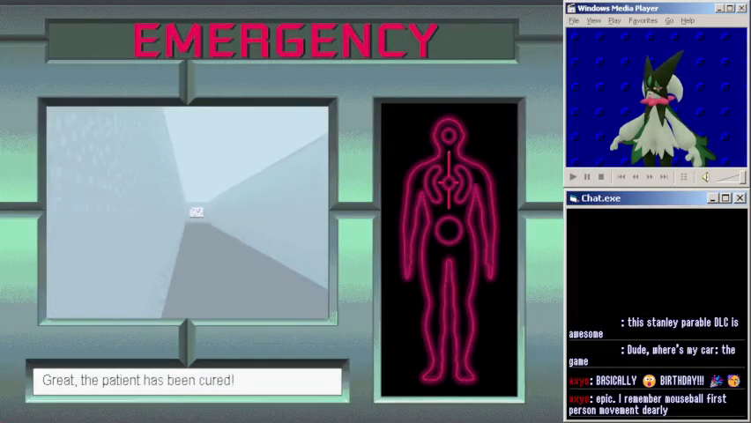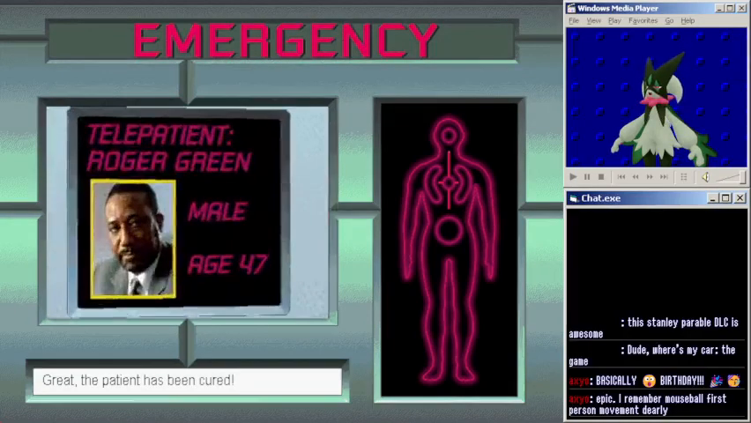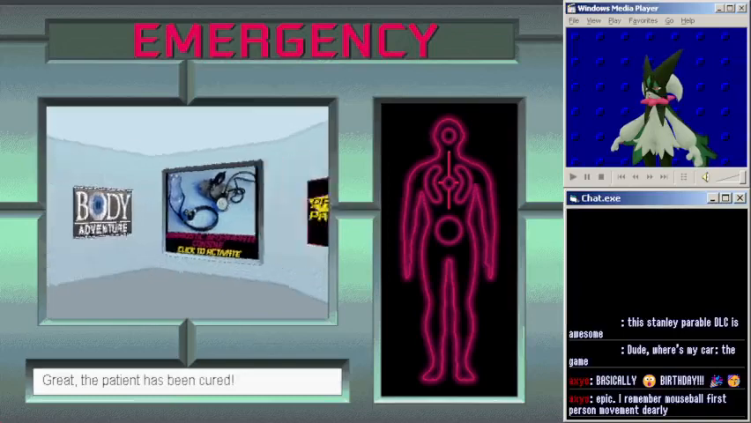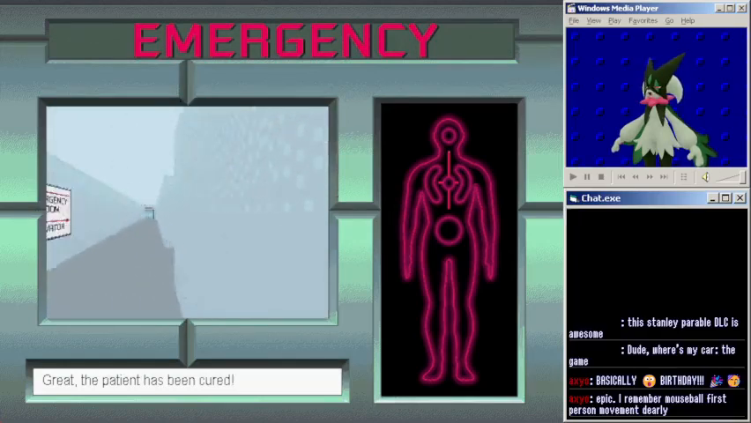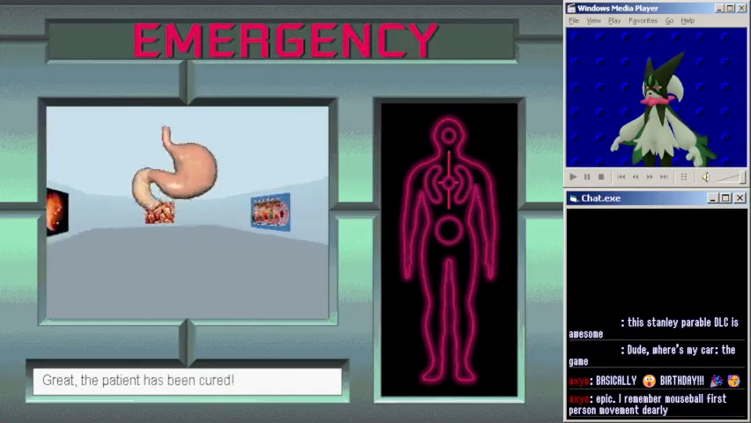Okay, and then this is... it's difficult to tell if I've even covered everything. There's like one more room in here somewhere. Because that was the brain room. No, okay, the stomach.